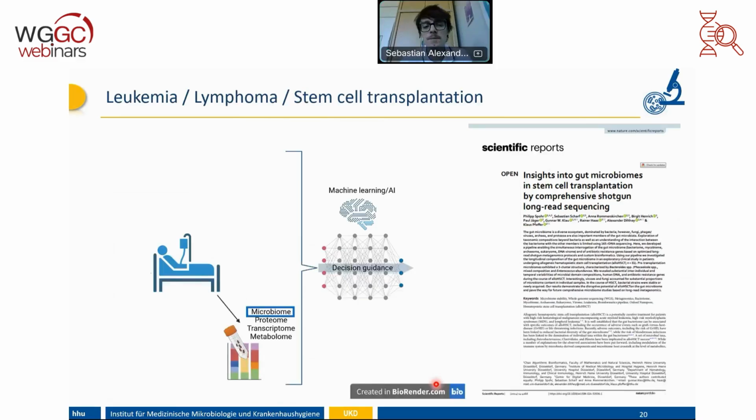At this point we only looked at the microbiome of the patients. It's also possible to look at the proteome, transcriptome, and metabolome from the stool samples. Maybe we do this in the future, but with this microbiome data, we were able to publish these results in Scientific Reports.